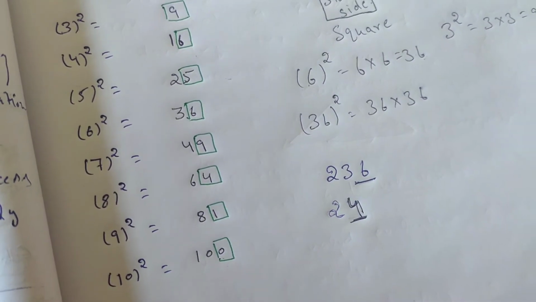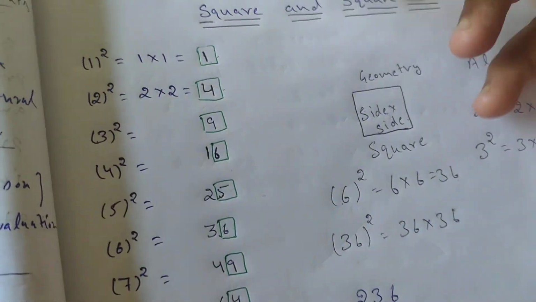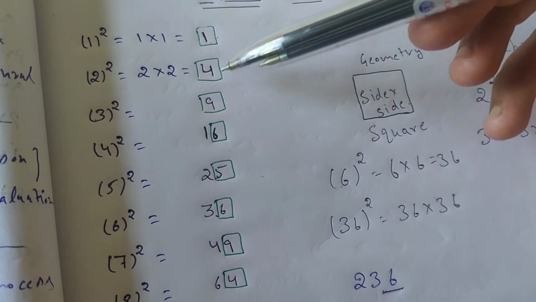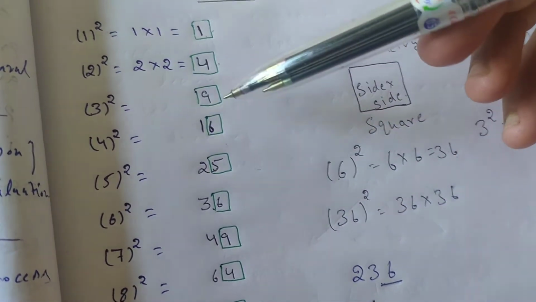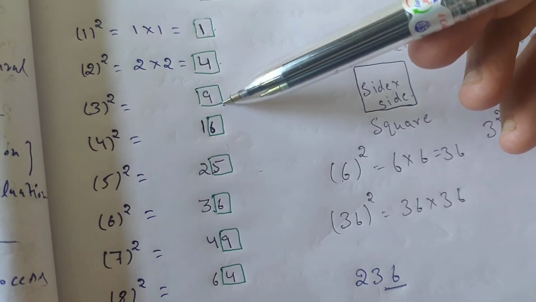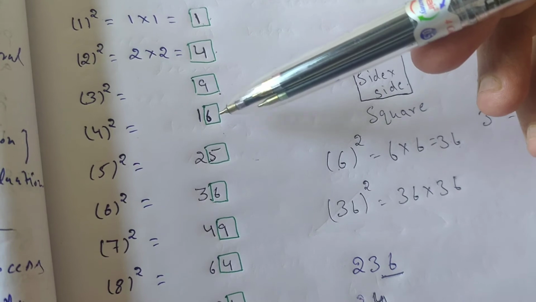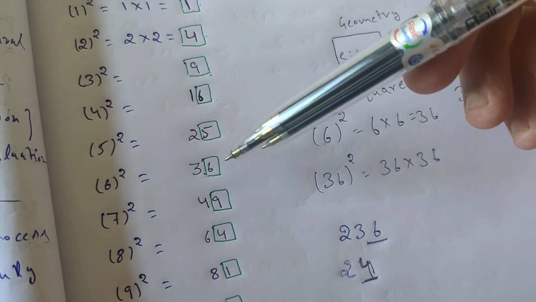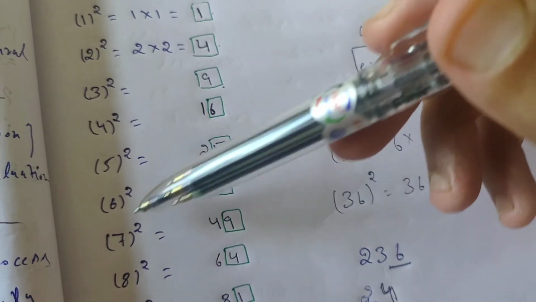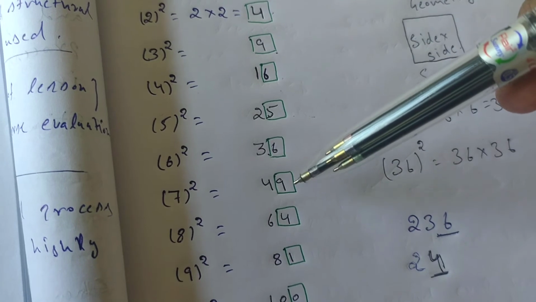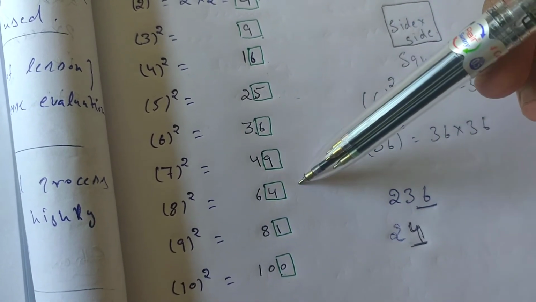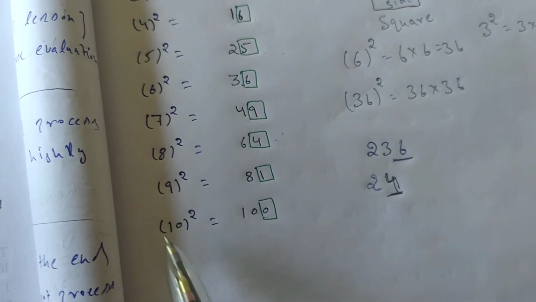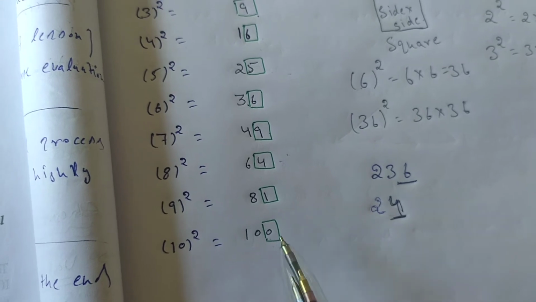Then what is new about this? Here we are studying: 1 square is 1. 2 square is 4, unit place number is 4. 3 square is 9, unit place number is 9. 4 square is 16, unit place number is 6. 5 square is 25, unit place number is 5. 6 square is 36, unit place number is 6. 7 square is 49, unit place number is 9. 8 square is 64, unit place number is 4. 9 square is 81, unit place number is 1. 10 square is 100, unit place number is 0.